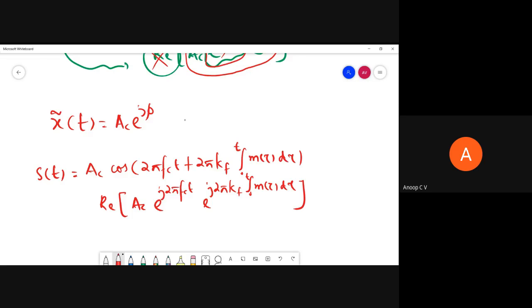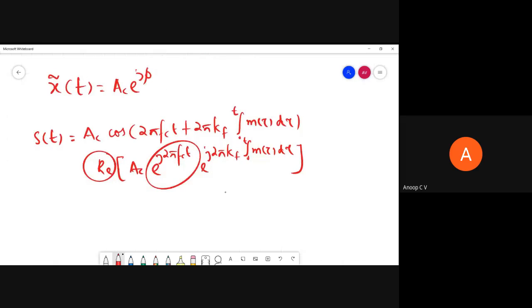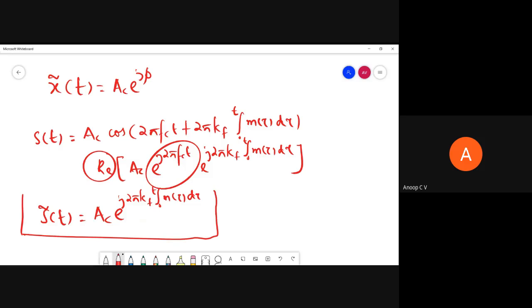Now what I should do is suppress this and this, and whatever is remaining, that will be my low pass equivalent. So I can write s tilde of t is equal to Ac e power j 2 pi kf into integral 0 to t m of tau d tau. This is the low pass equivalent of the band pass FM modulated signal, right? This is the low pass equivalent of the band pass FM modulated signal.